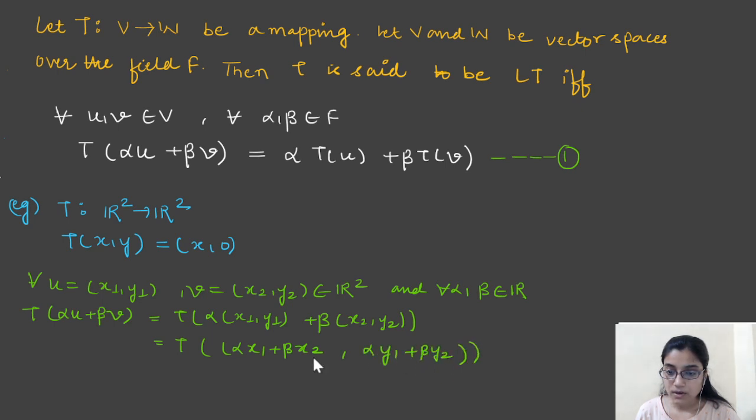Fine. So according to the mapping, the first component is being mapped as it is and the second component is being mapped to 0. So this is going to be alpha x1 plus beta x2 comma 0. So we have written it like this. Now the next step, we can do it in different ways.